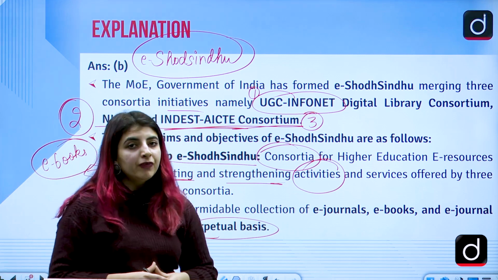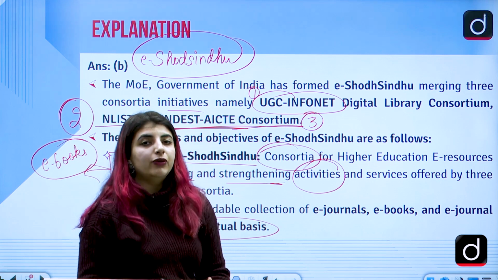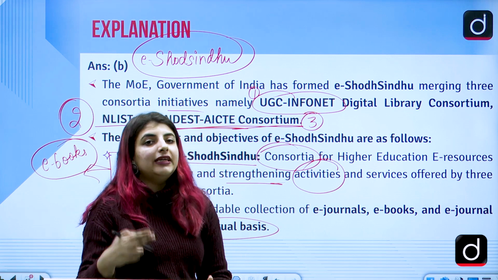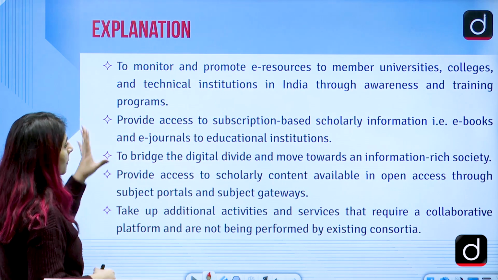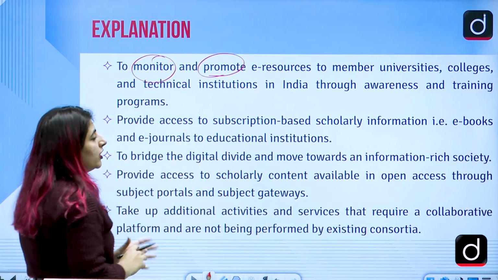Should be done by whom? Because it is a website where researchers or even students are going to get access to multiple research papers, it should be visited time and again, and revisions should be made to these things. To monitor and promote e-resources to member universities, colleges, etc.